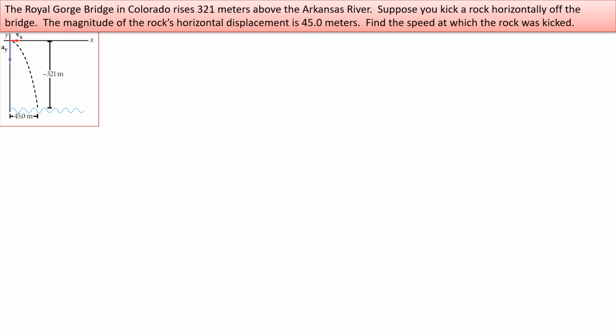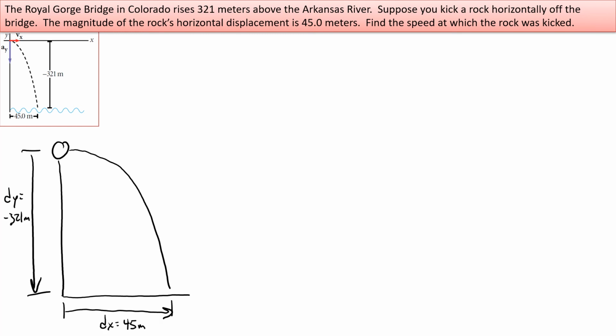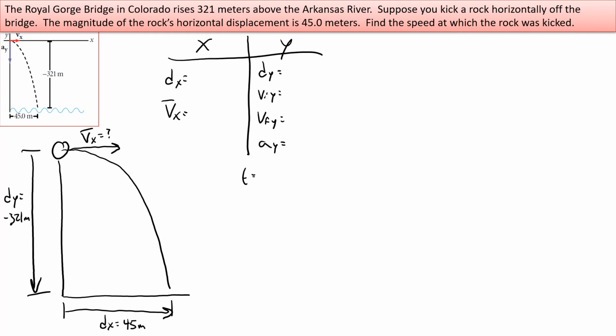So I like to make the diagram. I'll plug in what I know. I'll even write in this velocity vector. This is what we're looking for, Vx. What is the horizontal velocity? And now I'll look at my XY table. I highly recommend taking the 10 seconds to set up this table each time you do a problem. I think it's a great way to organize your thoughts.